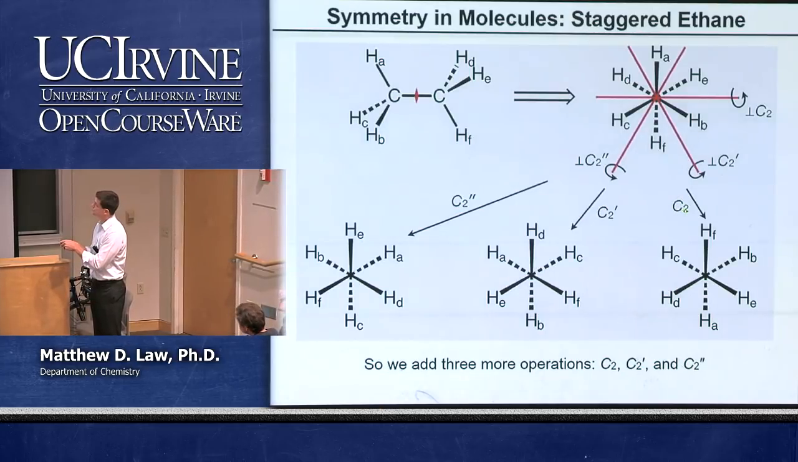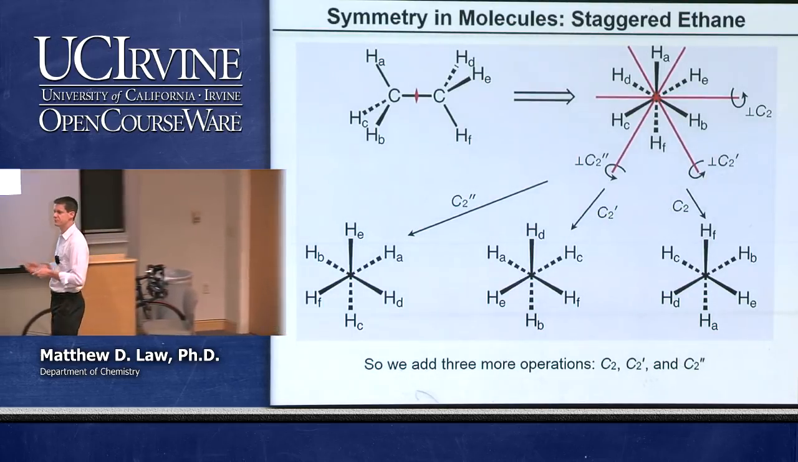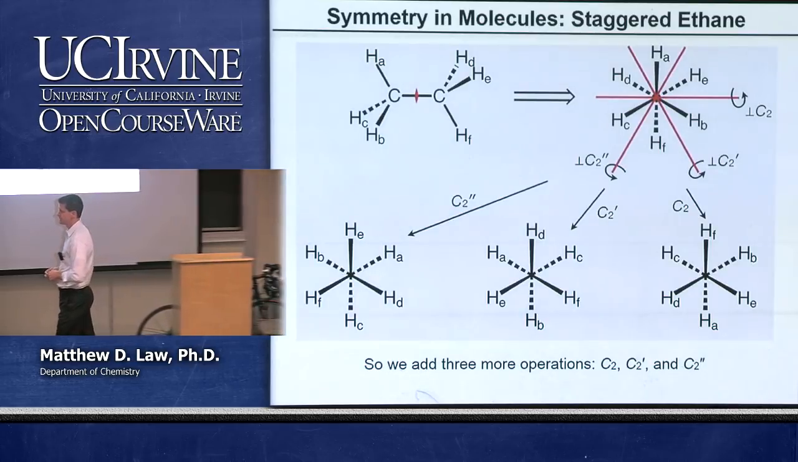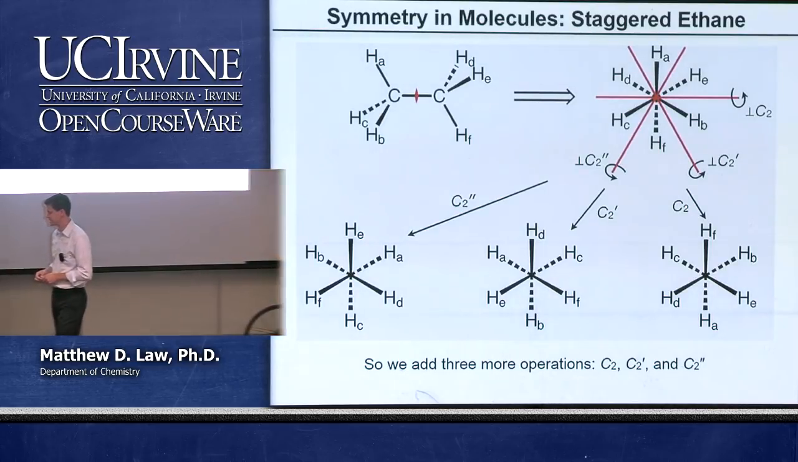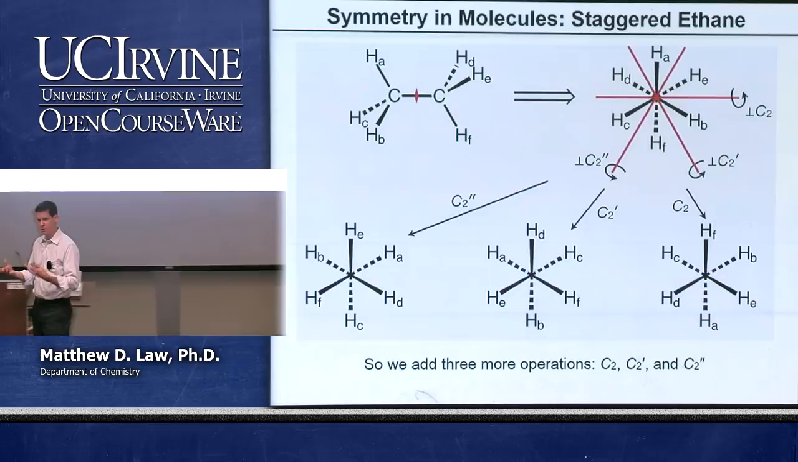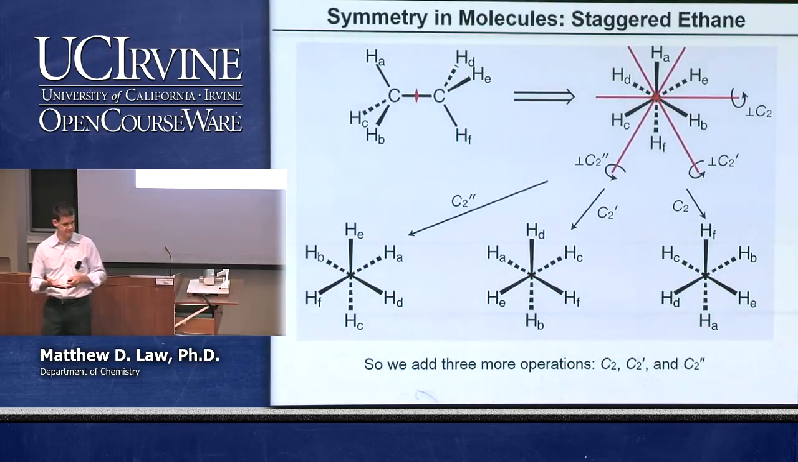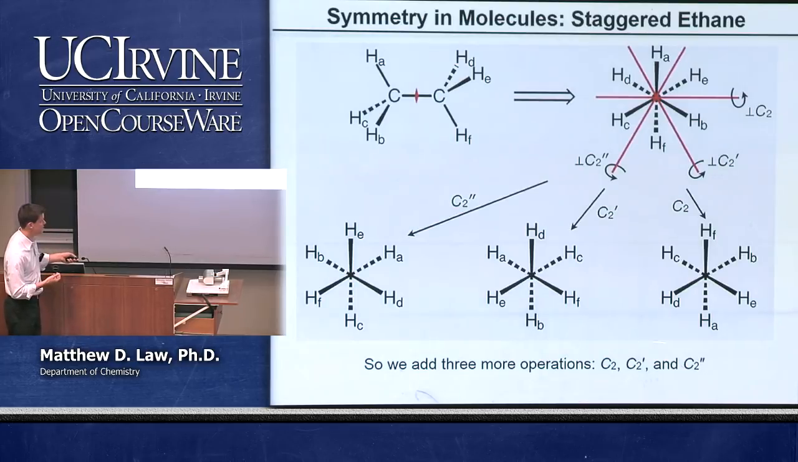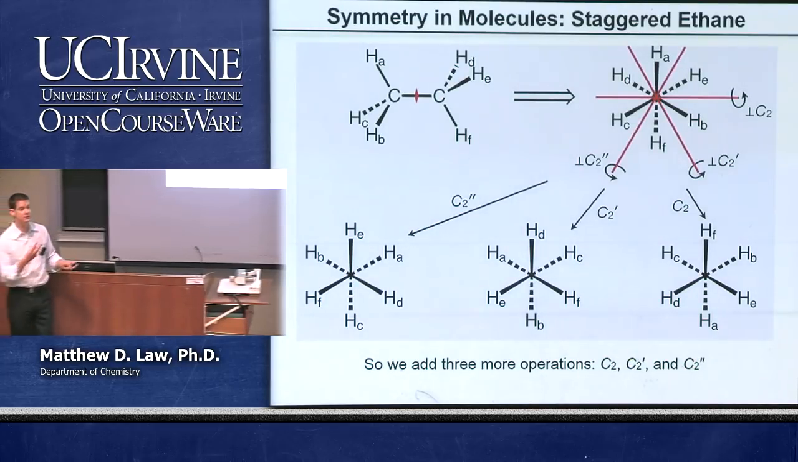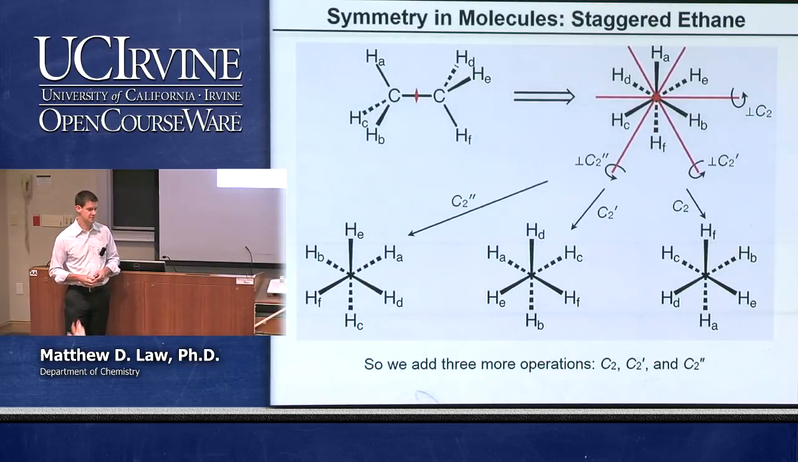We can describe these different C2s by differentiating them with primes. So we can just call one arbitrarily the C2, one a C2 prime, and one a C2 double prime, just to tell that they're different axes. It's just a totally arbitrary designation. But the basic point here is that in addition to our C3 axis and the operations that pertain to it, we have 3 additional operations, C2 operations perpendicular to that C3 axis. There are 3 of these perpendicular C2 axes.